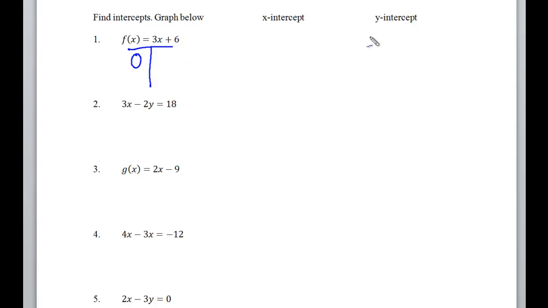Now this is to figure out the y-intercept. So if I take my equation, which is y equals 3x plus 6, written as f of x, I'm now going to plug a 0 in for x.